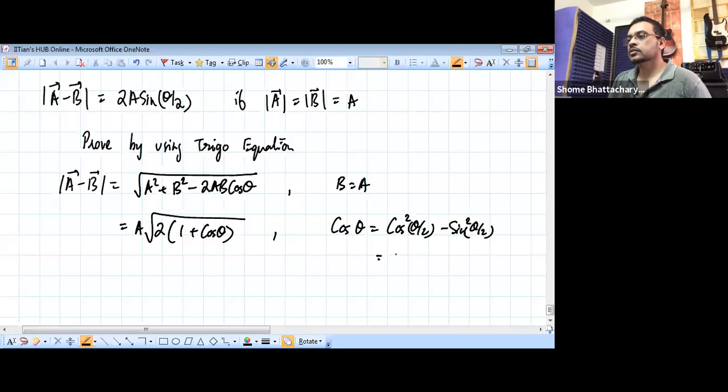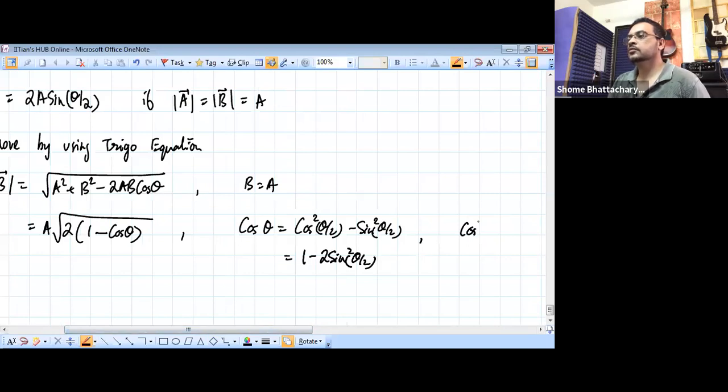So you want to make this as 1 minus this will be 1 minus, because it's the E minus B case. So write this as 1 minus 2 sin square theta by 2 instead, so that you can get rid of the 1.